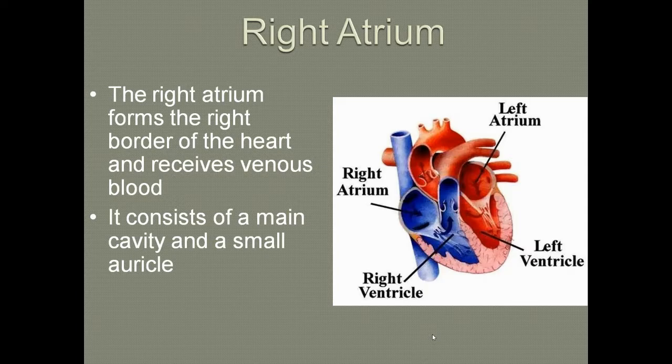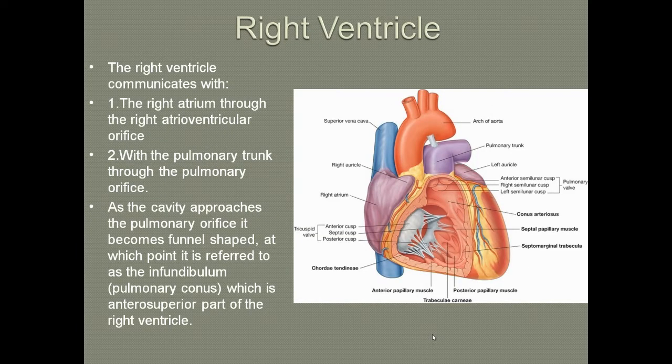The right atrium forms the right border of the heart and receives venous blood. It consists of a main cavity and a small auricle. So this is the right atrium. The right ventricle communicates with the right atrium through the right atrioventricular orifice, and with the pulmonary trunk through the pulmonary orifice. As the cavity approaches the pulmonary orifice, it becomes funnel shaped, at which point it is referred to as the infundibulum, or pulmonary conus, which is the anterior superior part of the right ventricle.